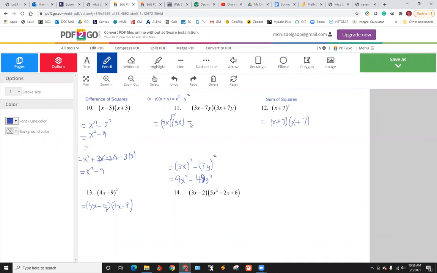Outside, and then negative 7y times 3x. That's the inside. And then it's going to be hard to squeeze it in here, but negative 7y times 7y positive.